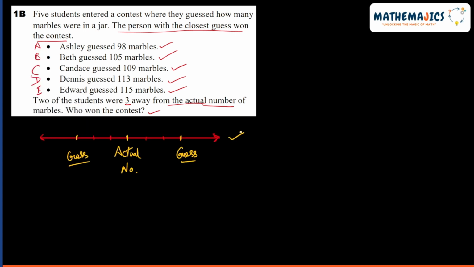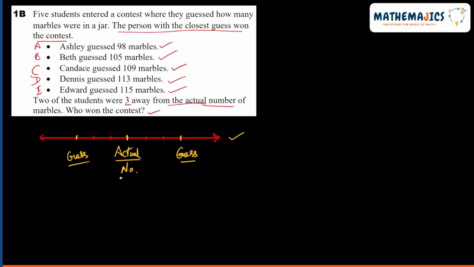2 of the students were 3 away from the actual number of marbles. Who won the contest? The person who is closest to the guess. So there are 2 students who are 3 away from the actual number. For the solution, I'll be drawing a number line so that you understand it properly. Let me draw a number line. So I'll be using this number line to solve my question.